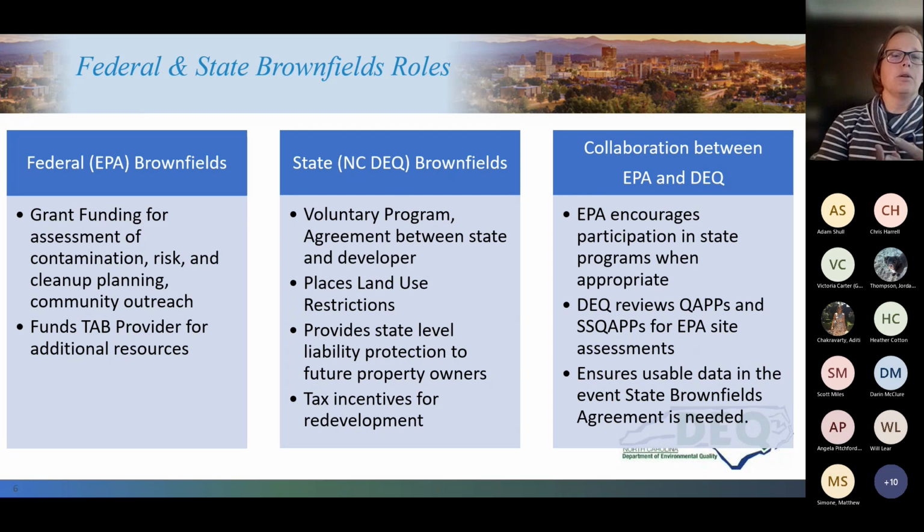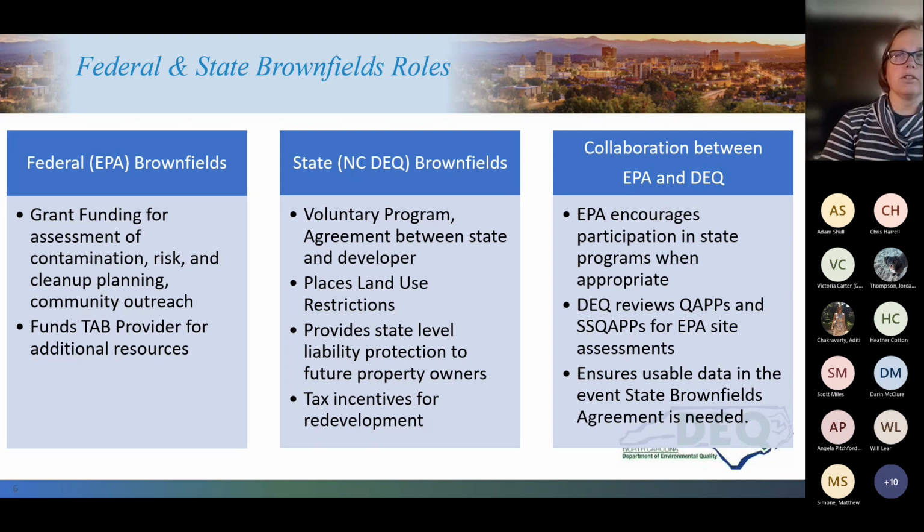So the state program is a voluntary program. It is an agreement between the state and a prospective developer. And that can be a municipality, but most commonly at this point it is a private developer. So we have a lot of private developers that come in and apply to get a notice of brownfields property in the end. What that does is place land use restrictions on the property, and that ensures that the intended reuse is a safe reuse of the property as long as those land use restrictions are complied with. That agreement also provides a state level liability protection to future owners.